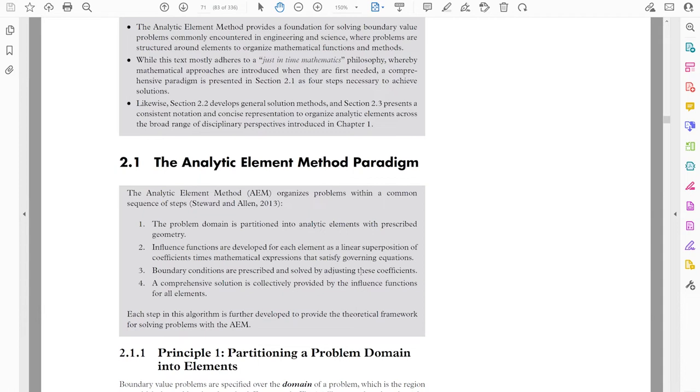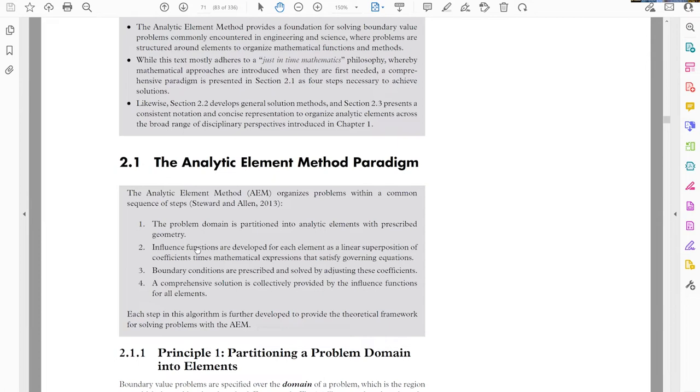Anybody that has questions about what I've shown thus far, I would be delighted to take them. So the paradigm has really just four steps. First, partitioning the domain into elements, which is what I was showing you about those points, lines, and polygons, the different types of elements, curved lines, straight lines, however we depict it.